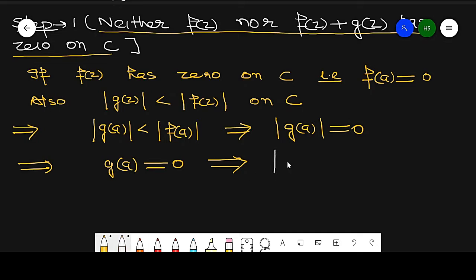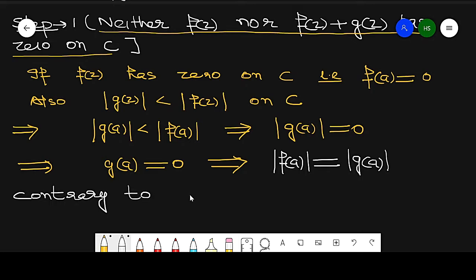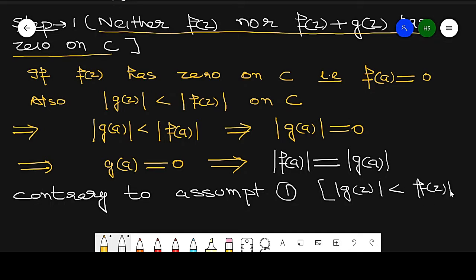So it implies f(a) and g(a) are equal. But in the given part, they are not equal; modulus of g(z) is less than modulus of f(z) on C. So this is contrary to the assumption, contrary to assumption number 1. What was that assumption? That modulus of g(z) is less than modulus of f(z), this is the assumption on C.